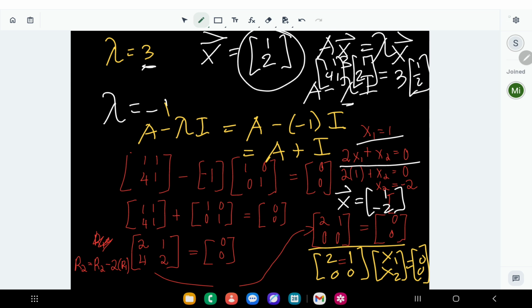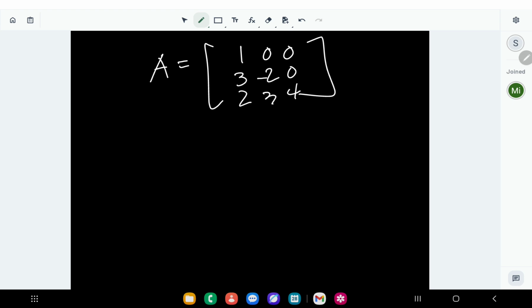Okay, you want to try the 3 by 3? It seems like we're struggling here. I'll give you this matrix. Try to solve this. A is 1 0 0, 3 negative 2 0, 2 3 4. Find the eigenvalues and eigenvectors of that.